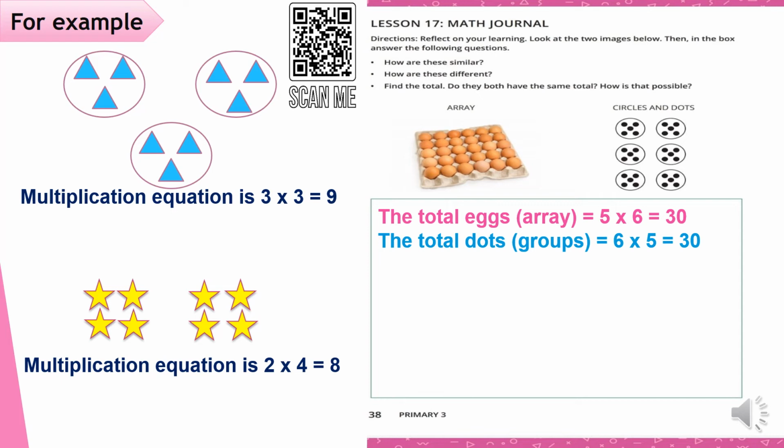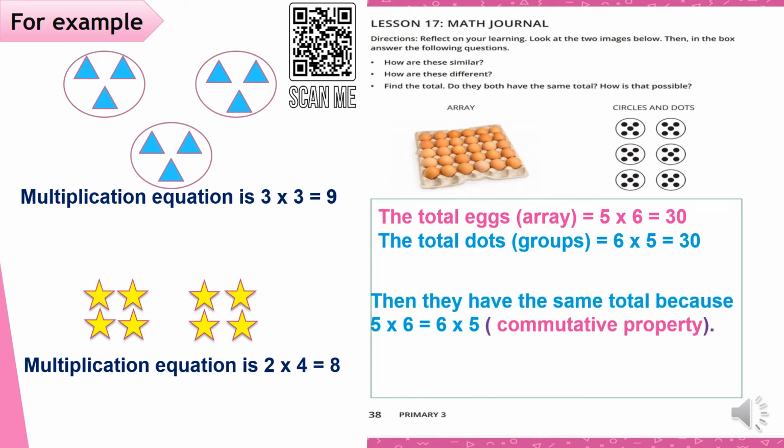Here we can find the result is similar in both images. They are the same total. So I can say 5 times 6 equals 6 times 5, and this is called commutative property.